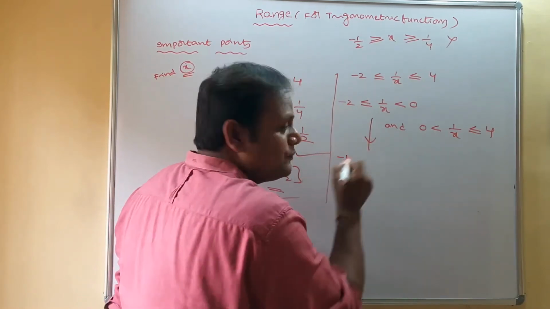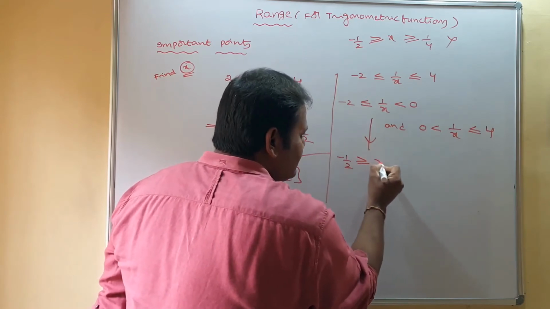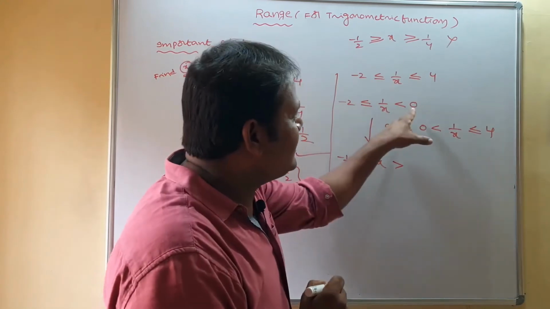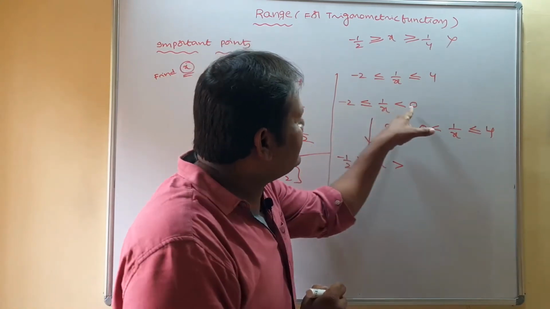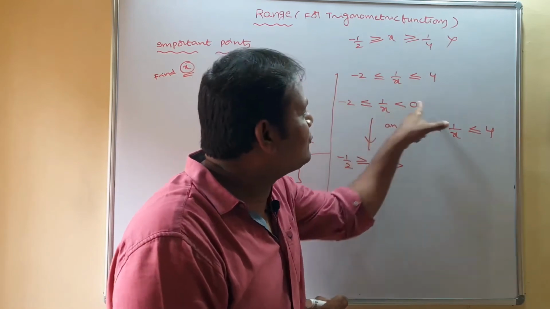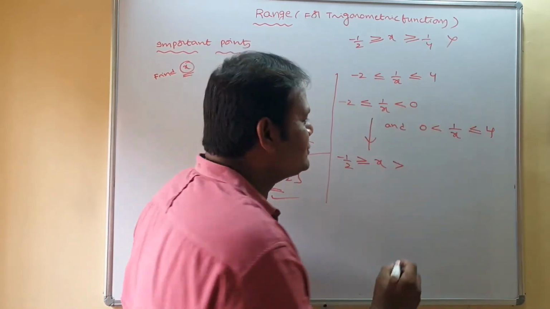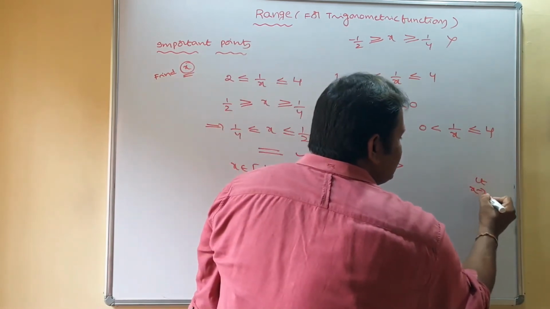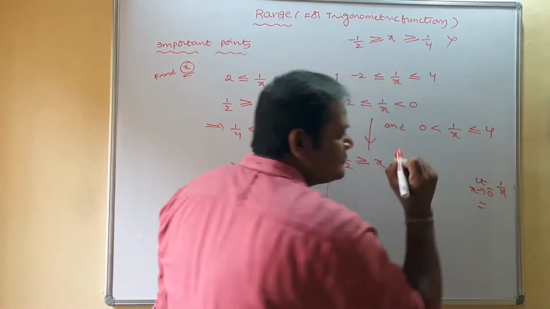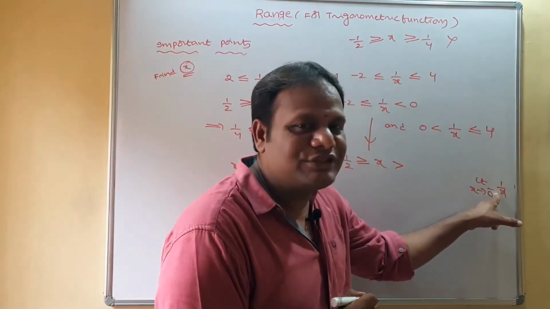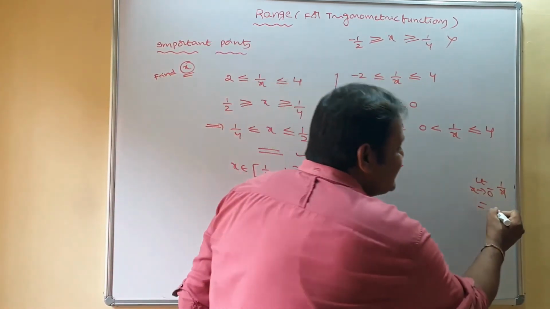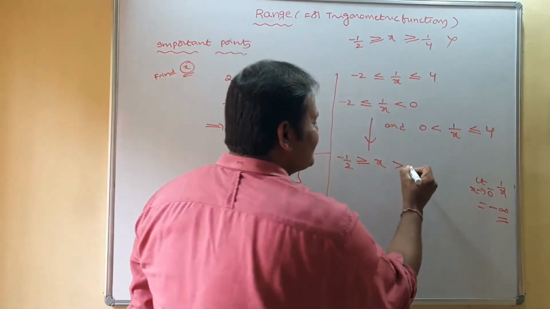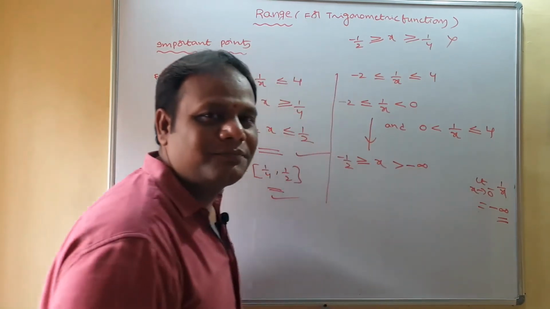If you take reciprocals of these values, minus 1 by 2, less than becomes greater than or equal to, and 1 by x becomes x, greater than. Here x is approaching 0 from the negative side, so the limit as x tends to 0 minus of 1 by x is minus infinity. Yes, it is minus infinity. Don't get confused. Minus infinity.